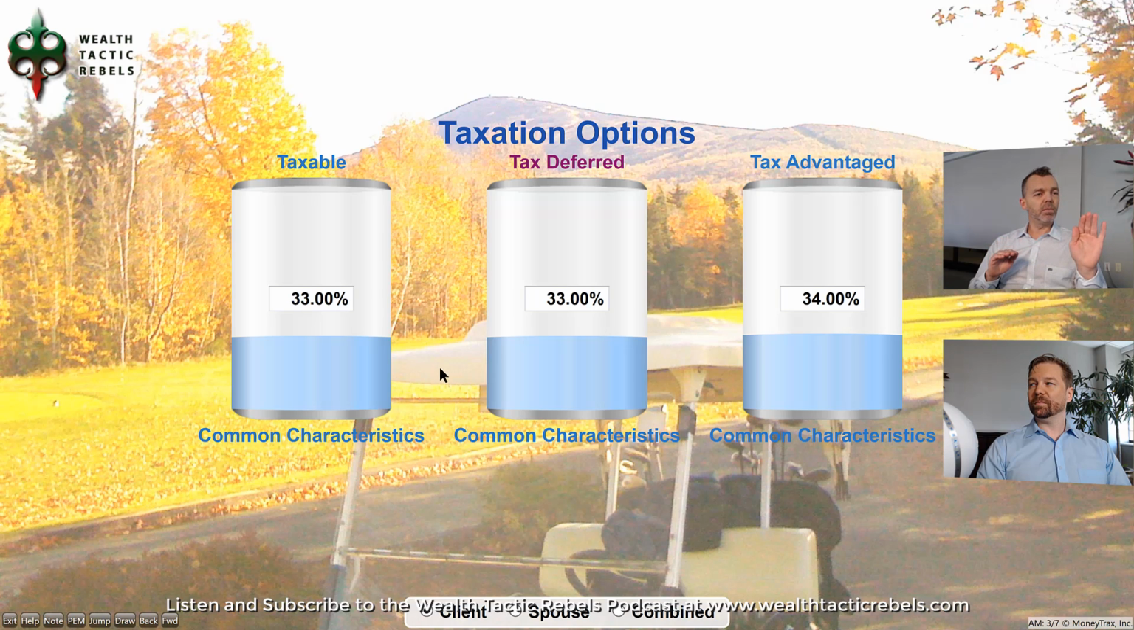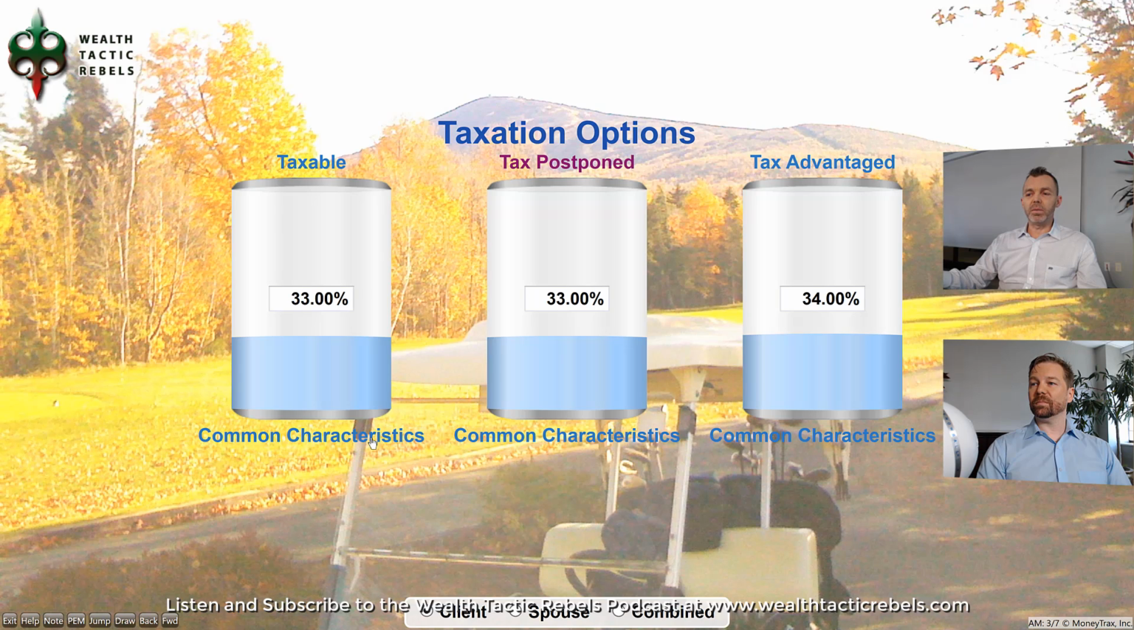There's taxable on an annual basis. There's tax deferred, or again, we like to use the word tax postponed so that we know that we're going to have to pay it, just at some point. And tax advantage or tax-free, as we call it. What goes along with each of these?